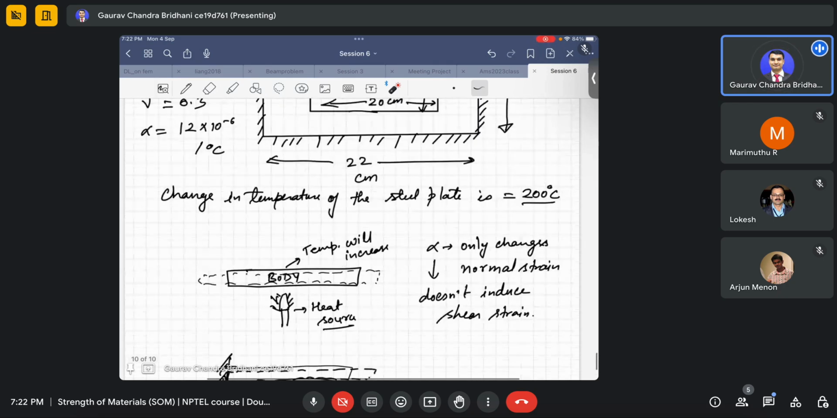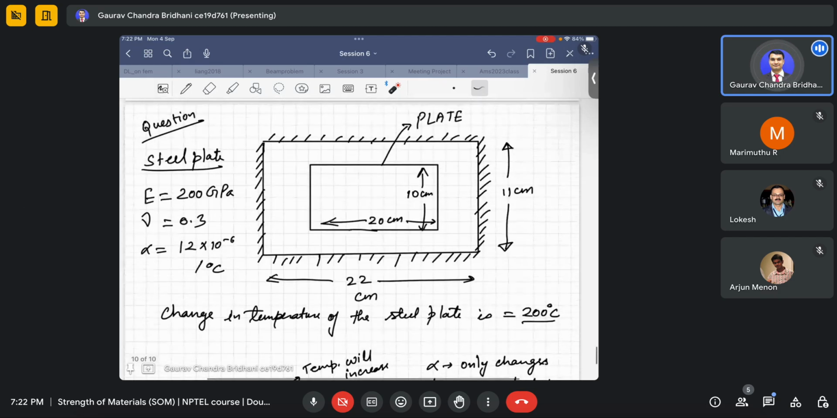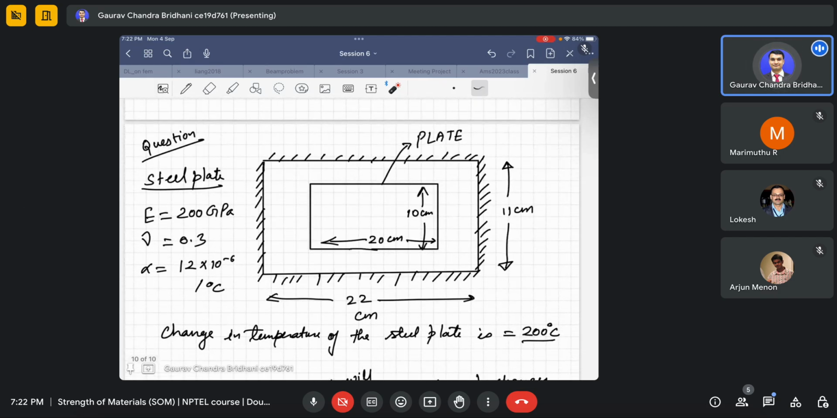Okay, now coming to our problem. So we have this thing. Now the plate in between, I said that it will be heated so that there is a change in temperature up to 200 degrees Celsius. What I was explaining till now was to make the point that when this plate is heated, it will keep on increasing in its length, something like this. Okay, it will keep on increasing in length.